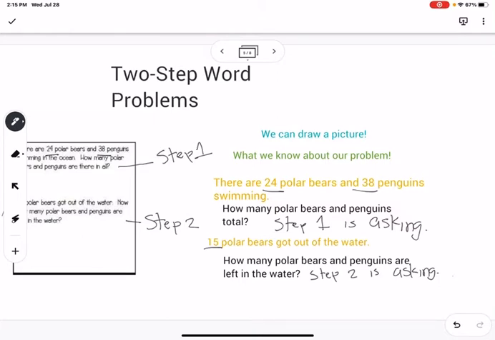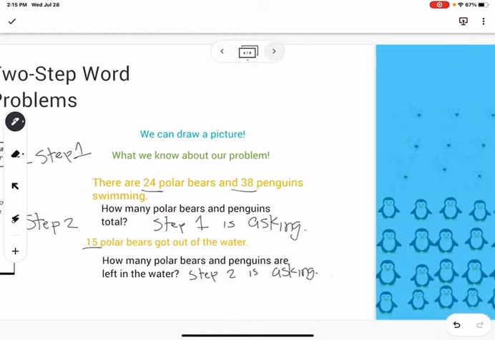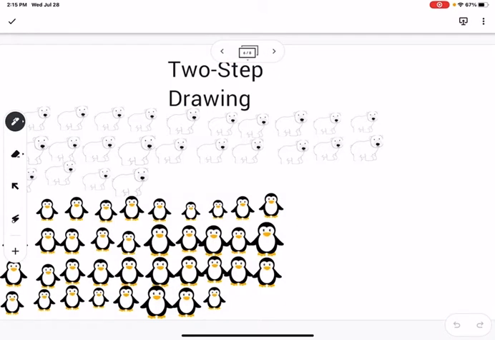Yeah. So this is our information that we like to know. We can draw a picture, which I drew. I have our picture right here. This top portion for the polar bears has 10. This middle row has 10. And this bottom row has 4, which gives us our 24. And I'll just put PB for polar bears.